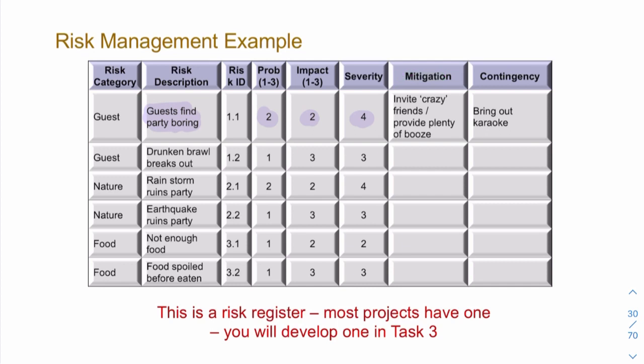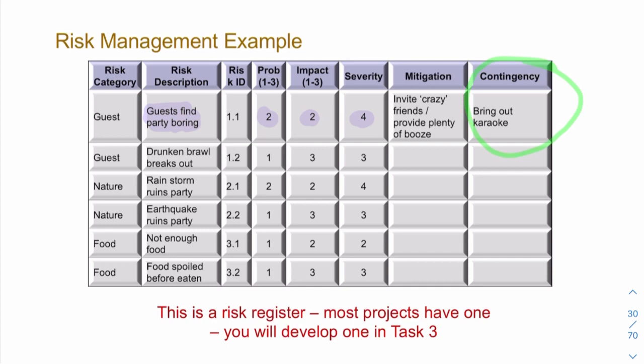But a risk register wouldn't be complete without also putting in a contingency. A contingency is what to do if that fails and that happens. What do I do to then deal with that? So mitigation really is something that you plan to do so that this doesn't happen. A contingency is something that you do after this has happened.